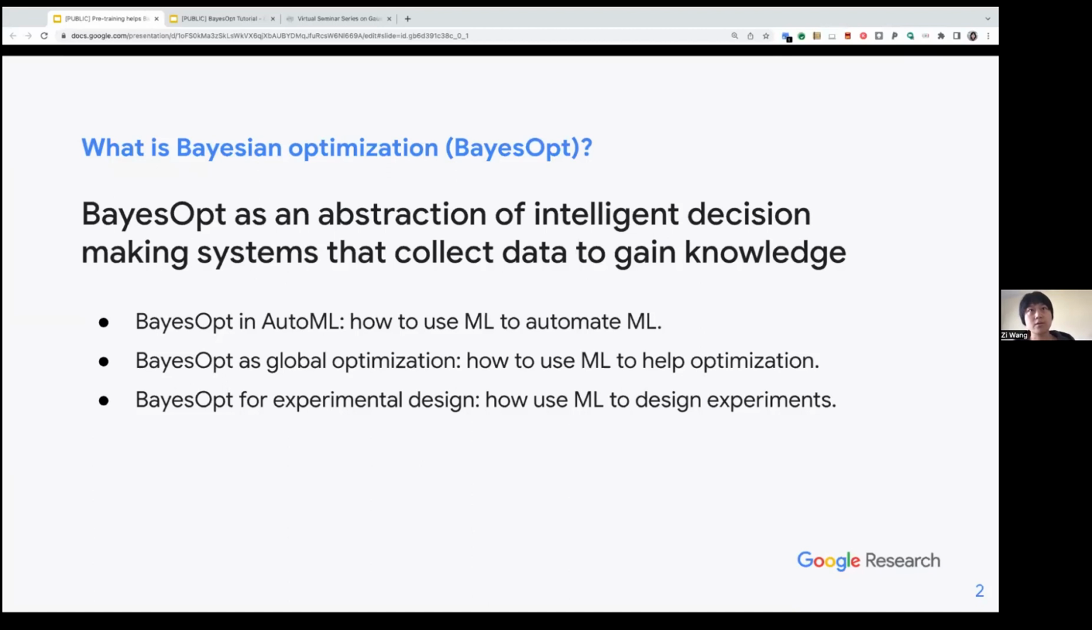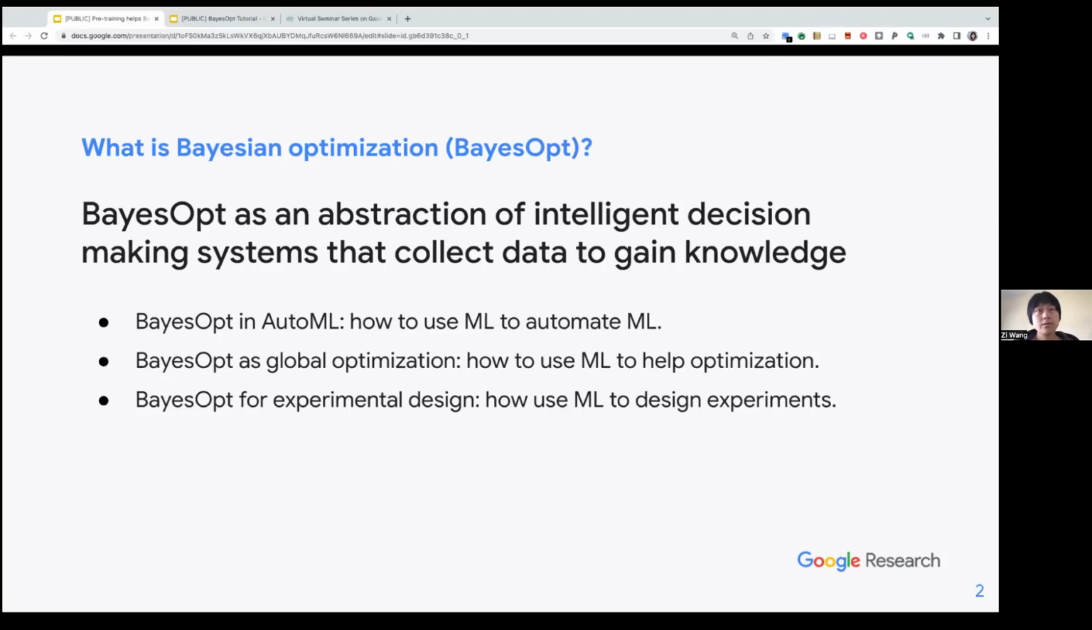In terms of how people view BayesOpt and AutoML, my guess is we are trying to use Bayesian optimization as a machine learning method to automate other types of machine learning algorithms, like for example hyperparameter tuning. And there are also other fields that consider BayesOpt as a subfield, like for example optimization and more specifically global optimization. The way we look at Bayesian optimization is really to see how we can use machine learning, and more specifically the Bayesian part of learning, to help the optimization process.